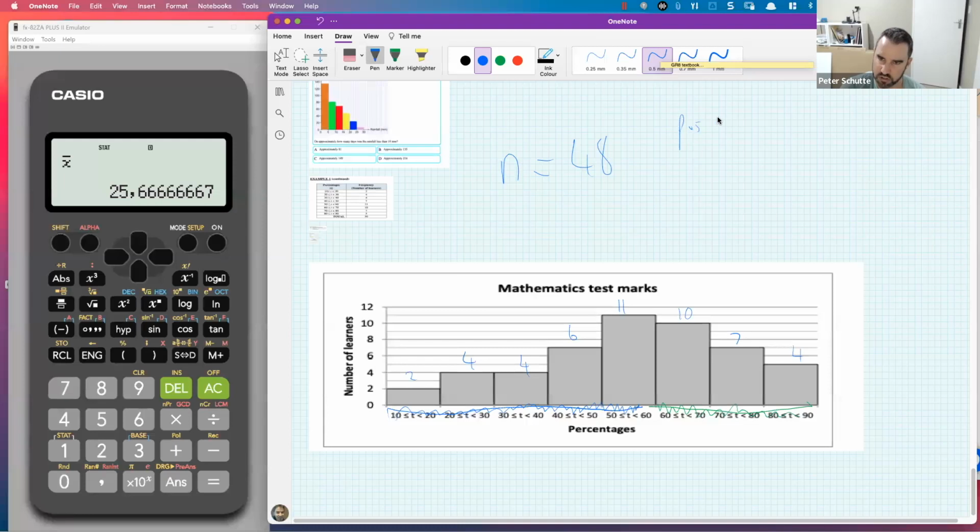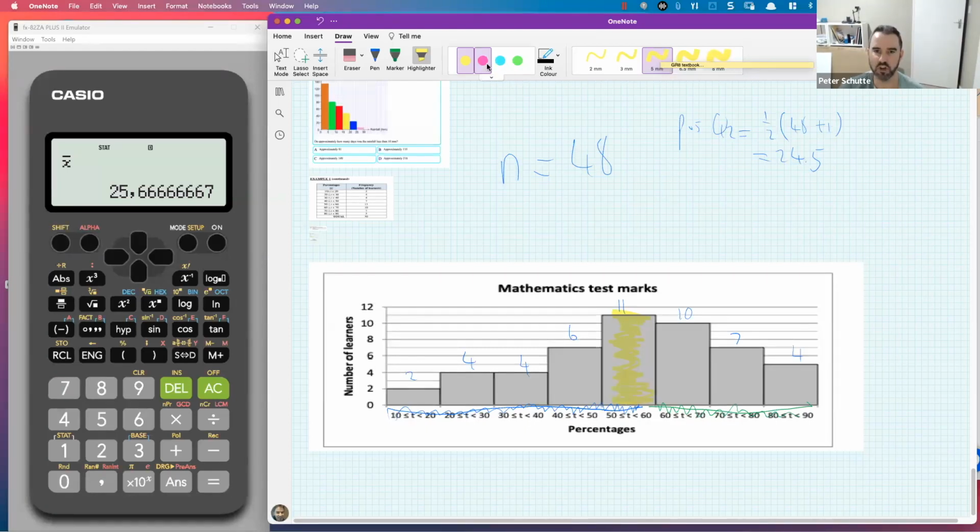So the position of Q2 is going to be a half times 48 plus 1. So this is going to be 24.5. But let's see if we can find the median interval. It's 10, 16. Okay. So I think we have found the median interval, which is over here.